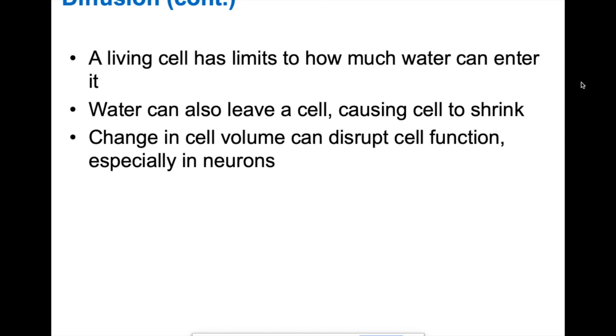So a living cell has a limit to how much water it can actually hold. Like, yes, the gallon challenge, you can drink too much water and actually essentially drown yourself and die. Water can also leave our cells, which causes cells to shrink. So if you become severely dehydrated, you don't have enough water, your cells will physically shrink. Okay. So the change in the volume can disrupt our cell function. You're changing the structure, which will therefore change the function. This is again our overarching theme of the whole class, especially in our neurons.